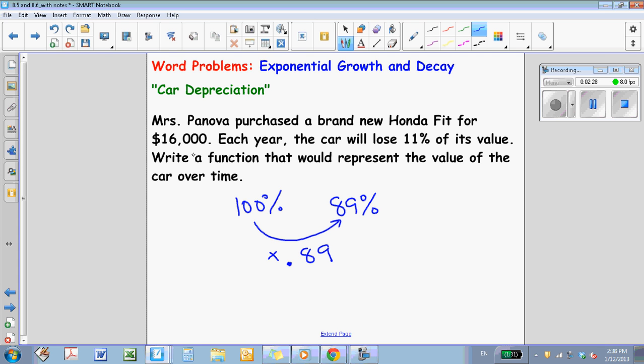In this case, we are actually losing value, so that's why it's an exponential decay. So the function is going to be my starting value, which is $16,000, times 0.89 to the power of x.